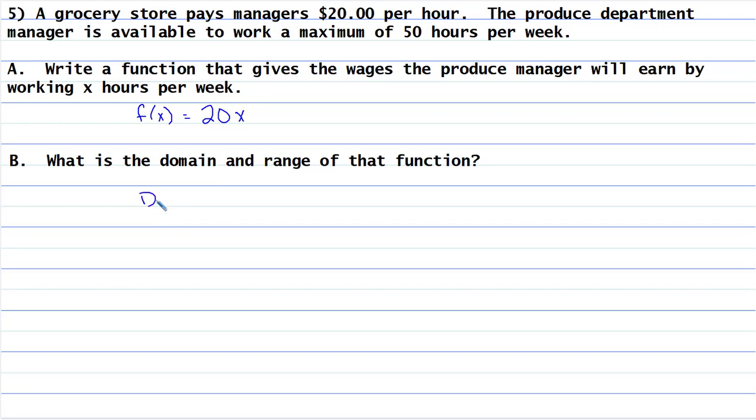So let's find the domain. The domain are the x's, and the x's were the hours. And so the minimum he could work would be 0. The maximum he would work would be 50. Pretty straightforward equation. Let's take it to the next step.